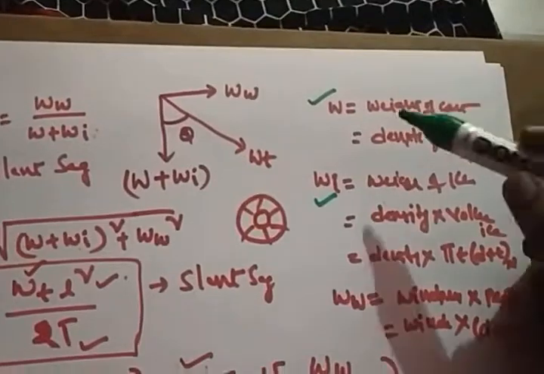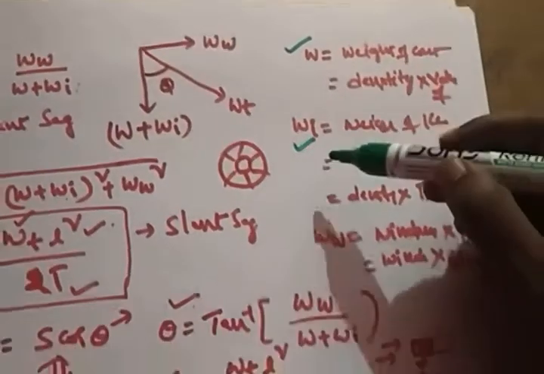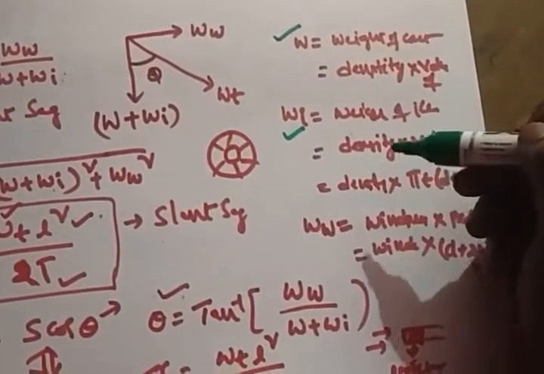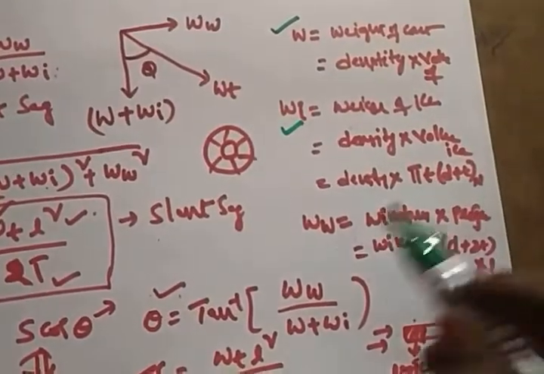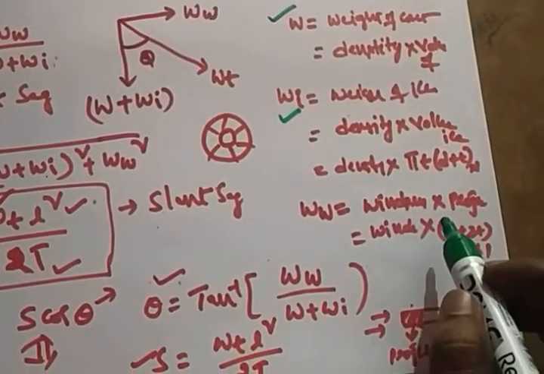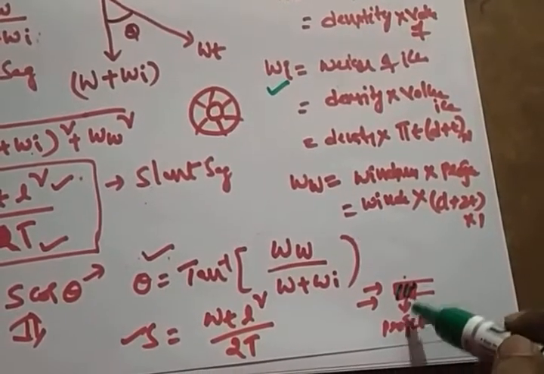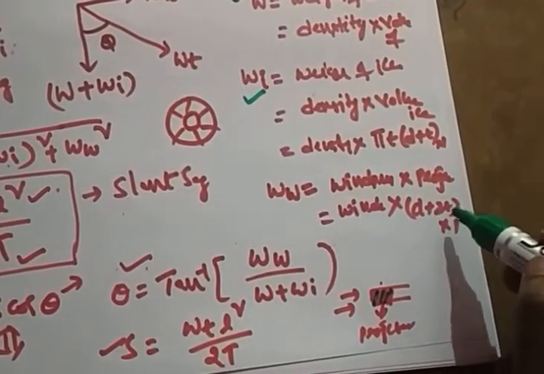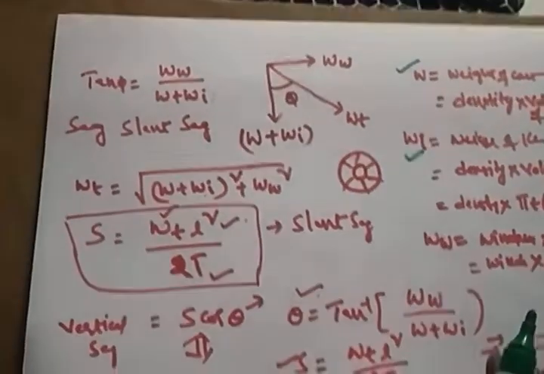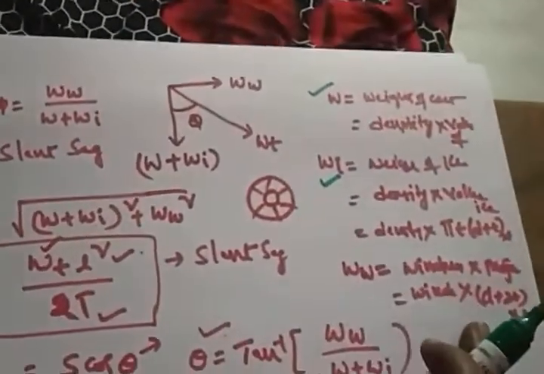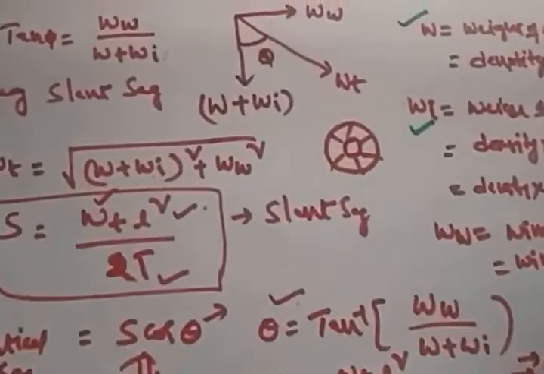So W is nothing but the weight of the conductor, Wi is nothing but the weight of the ice. What is the formula? Pi t into (d plus t). Then Ww is wind pressure and projected area. What is that projected area? The projected area is (d plus 2t). Alright. So these are the formulas that we derived in the last session.